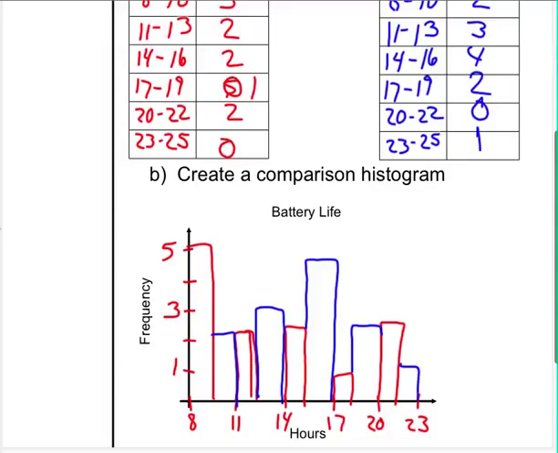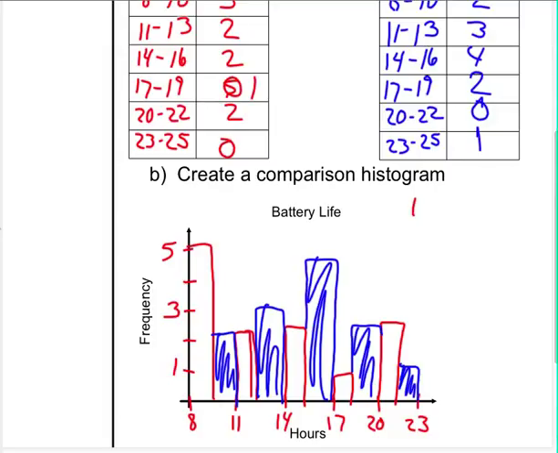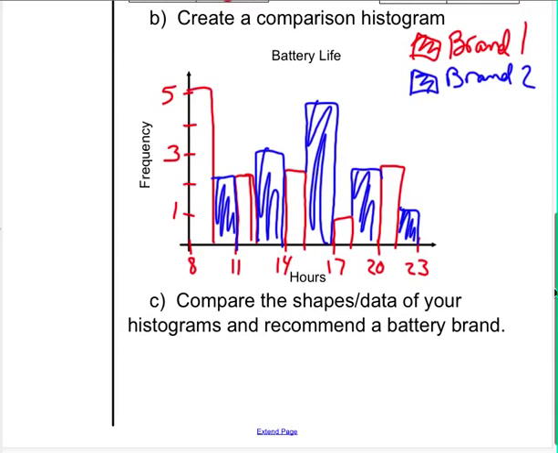What might be helpful for your reader is to shade them in so you can clearly see which bar is which. I would shade these in, but to save a little time, make a key so whoever's reading your histogram knows exactly what they're looking at. Brand 1 would be my red bars, brand 2 are my blue bars.